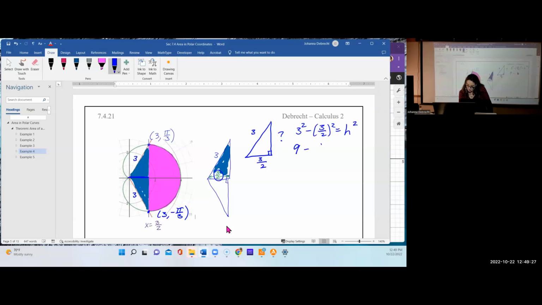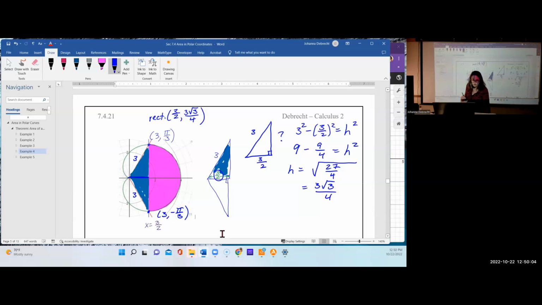So this gives me 9 minus 9 over 4, which is equal to the height squared. The height is going to be the square root of, well, let's see, that would be 36 minus 9 over 4. So that gives us 27 over 4, which is going to come out to be 3 square roots of 3 over 2. So this height right here in rectangular coordinates has to be (3/2, 3 square roots of 3 over 2), right?